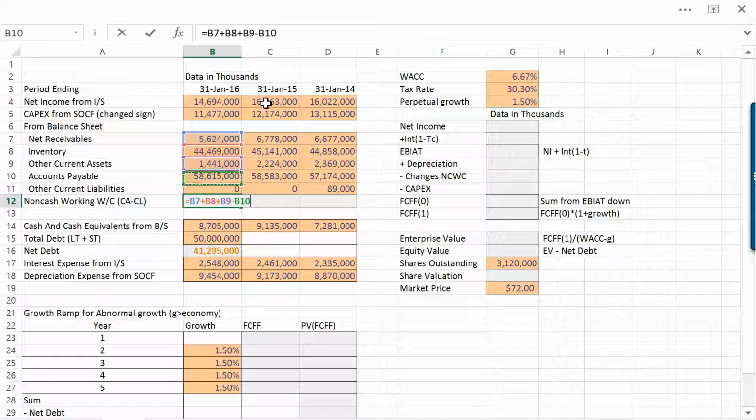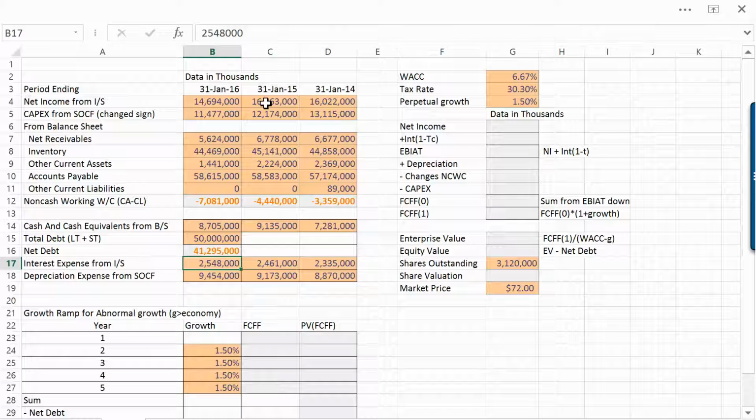and subtract the current liabilities. And that will give us the non-cash working capital balances. And then I have cash and cash equivalents from the balance sheet, total debt, long-term and short-term portions of total debt. I just need 1 year's data. There's my net debt position. Here's interest from the income statement. I'll need to add that back. And here's my depreciation expense from the statement of cash flow.